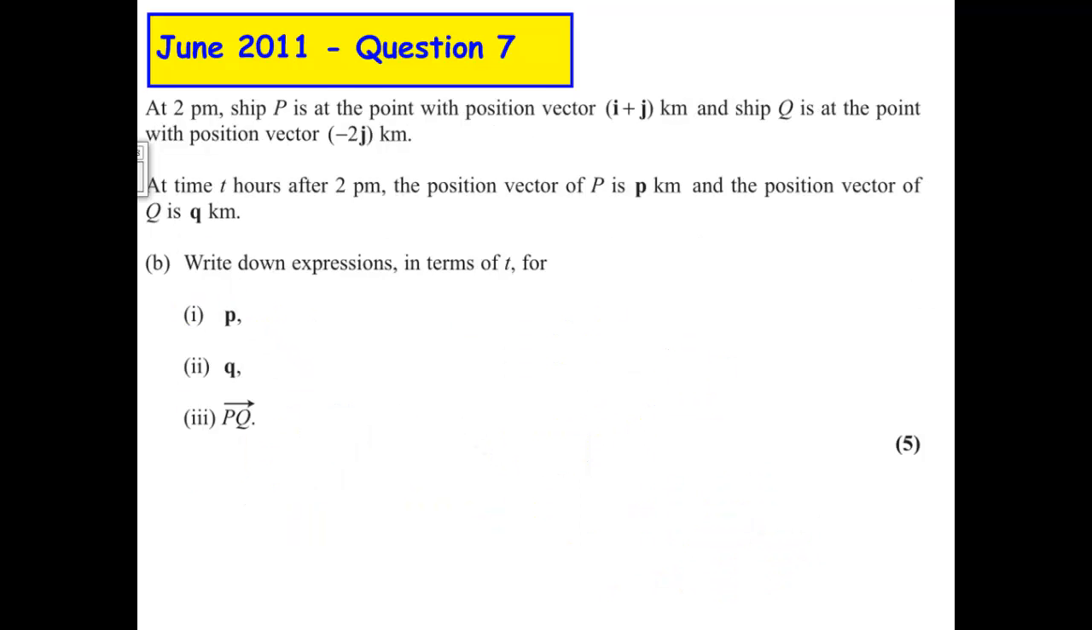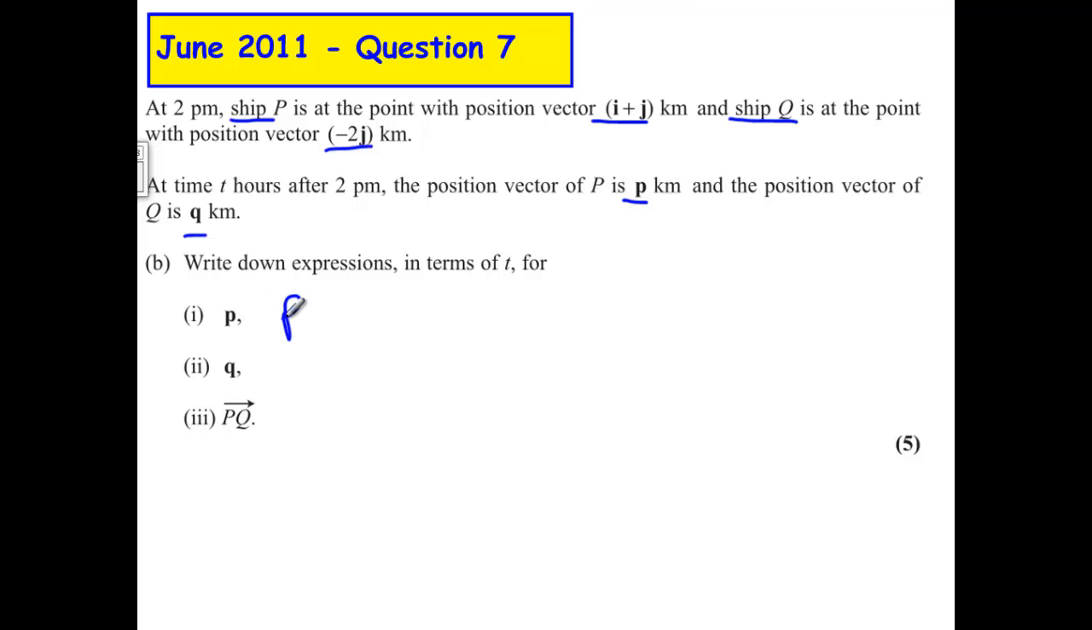So moving on, part B now says, at 2 p.m. ship P has position vector i plus j, and ship Q has position vector minus 2j. And at time t hours after 2 p.m., the position vector of P is a bold p, so we can write p underlined, and the position vector of Q is a lowercase bold q underlined. And we have to find expressions in terms of t for these 3 vectors.